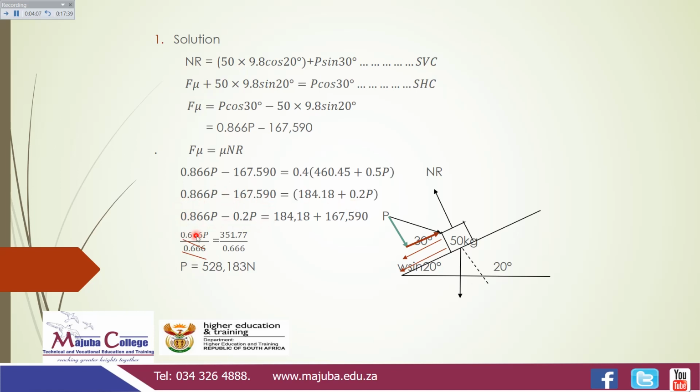Then you collect the like terms. Here 0.2 was positive, so now it will become negative, and you transpose 167.590 and it will become positive. So you divide by 0.666 both sides. This side will cancel and this side will be 351.77 divided by 0.666. So the magnitude of P will be 528.183 Newtons. Let's take another workout.